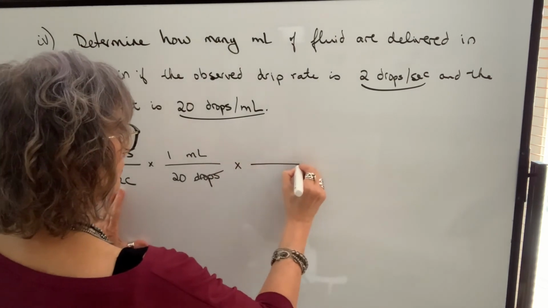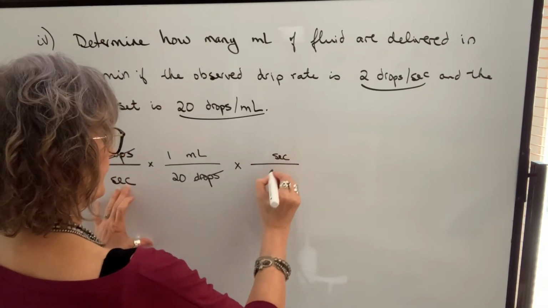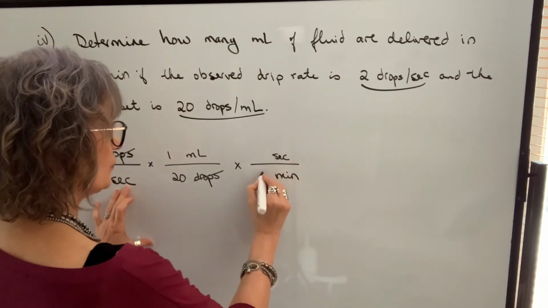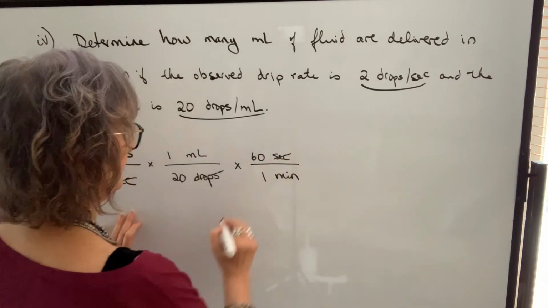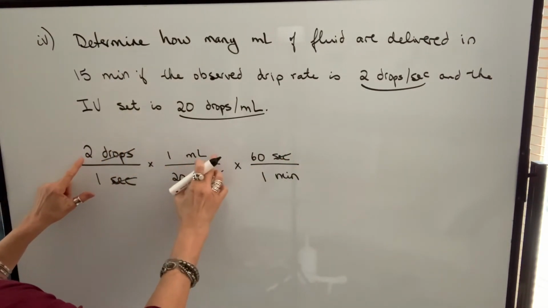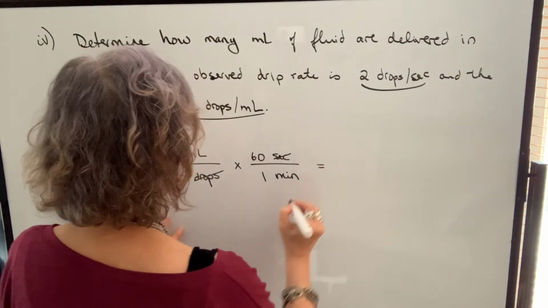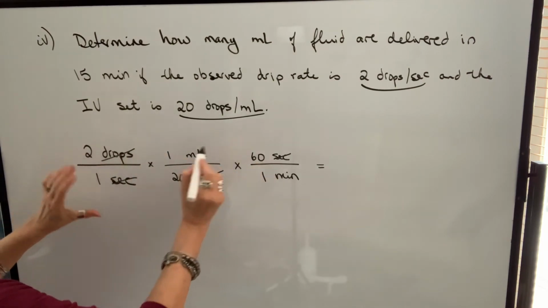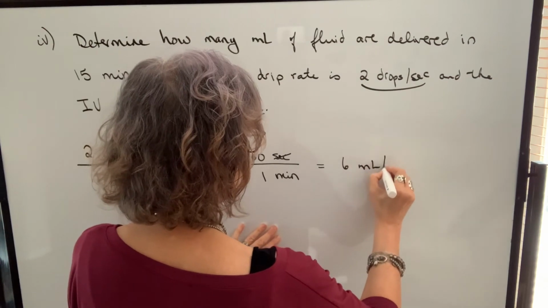Let's change that to milliliters per minute. So I'm going to put seconds here and minutes here. These have to be equivalent. So 1 minute is 60 seconds. So now seconds will cancel, and that gives me the drip rate in milliliters per minute. So I take 2 times 60, 120, divide by 20, gives me 6 milliliters per minute.